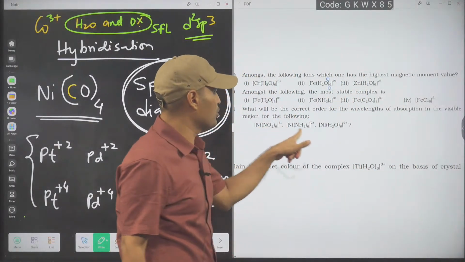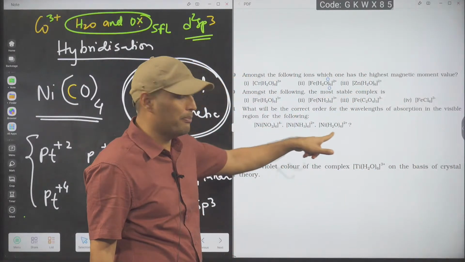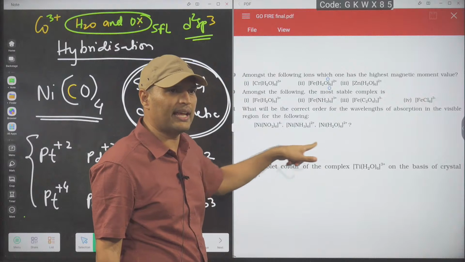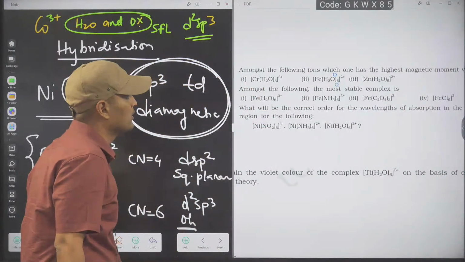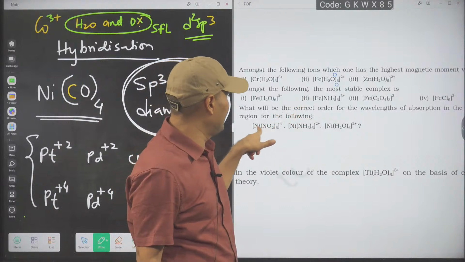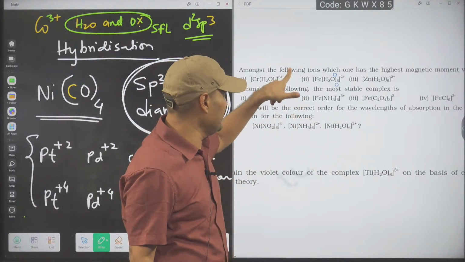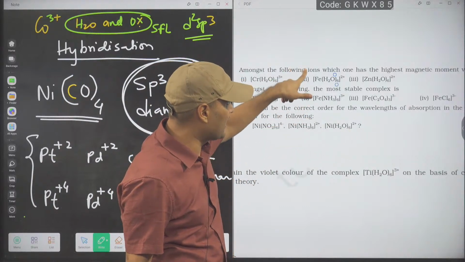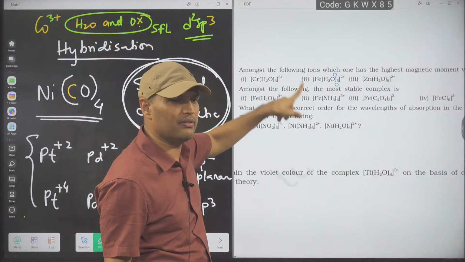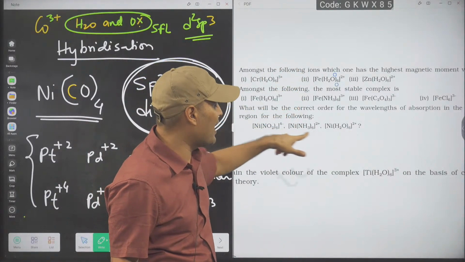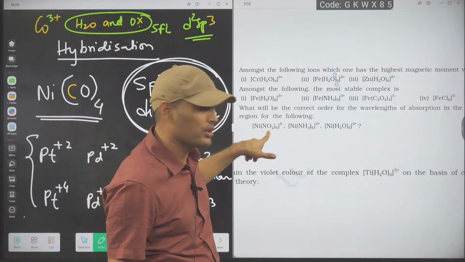Now see, this question comes again and again in your paper. We have asked this question 2-3 times in the paper. The wavelength one, do you remember or not? Wavelength, 3 examples of NCERT. Do these directly. Very, very, very important. We have asked this so many times in the paper.